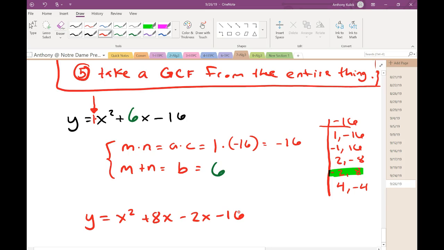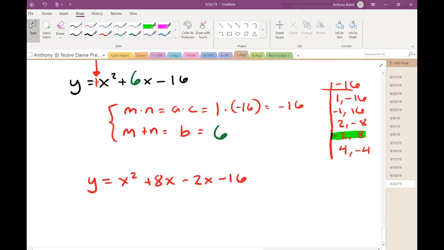Now, question, does it matter which one I pick as m or n? No. So, I wrote it this way. Did you have to write it that way? No, you could have written the 2x first and the 8x second. It's fine. The negative 2x first and the 8x second.